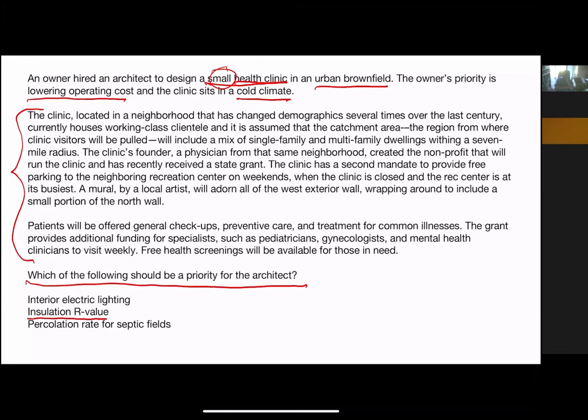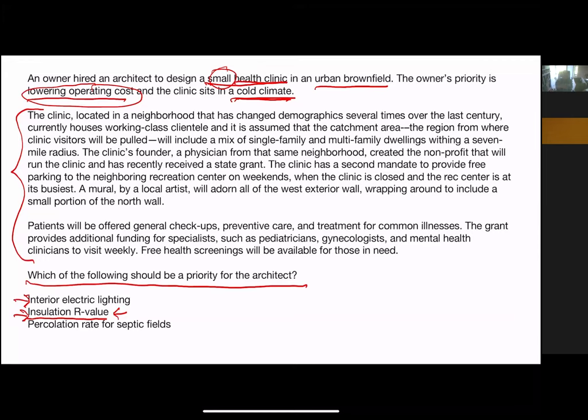One of the factors is lowering operating costs. Well, that certainly talks about electric lighting and insulation R value. And the fact that it's a cold climate means that the insulation R value is more important. Interior electric lighting is not a bad answer at all. In fact, probably 25 years ago, that might have been the right answer. It's just that our lighting has gotten so much more efficient. Anyhow, it doesn't really tell us anything that would suggest that electric lighting is more important than R value. It tells us it's a cold climate and it's a small clinic, and those two things suggest R value.